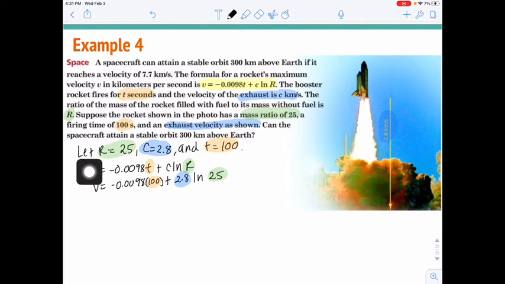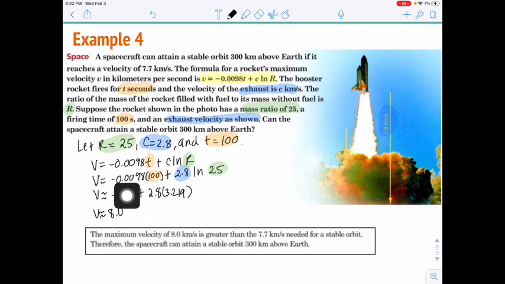The given information is that r is 25 for the mass ratio, c is 2.8 for the exhaust velocity, and the time is 100. We are given the formula v equals negative 0.0098 t plus c times the natural log of r. When we plug in the information given, we have v equals negative 0.0098 times 100 plus 2.8 times the natural logarithm of 25.